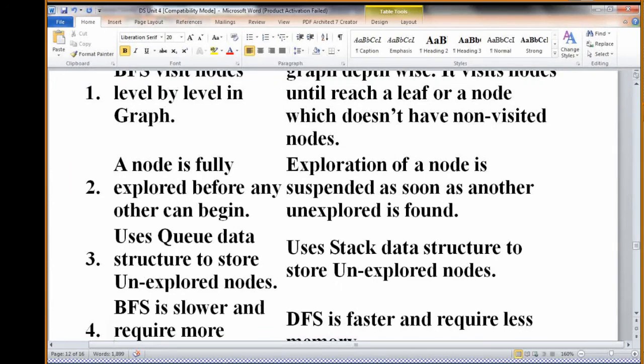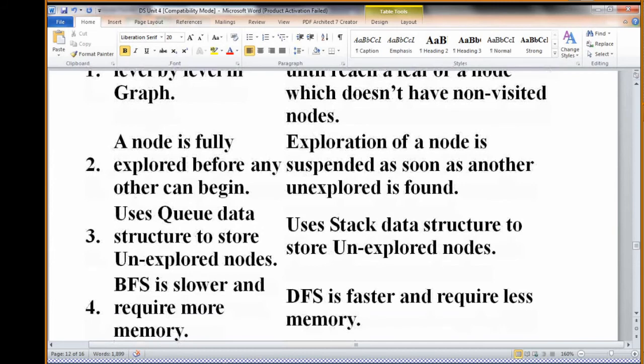BFS is slower and requires more memory because you have to check all levels. You have to go to the array again and see whether the connections are there or not, because there is no guarantee that the siblings in the same level are connected. There is no guarantee. So then you have to move to the root node or previously explored nodes, and see what is adjacent to that.